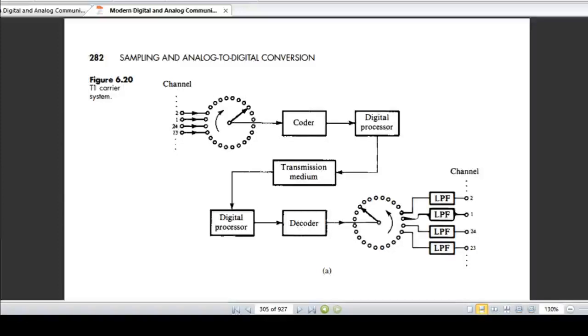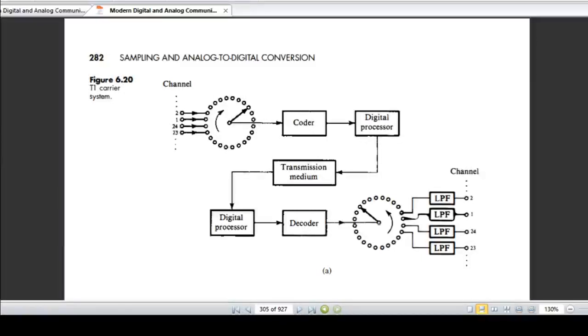Our Nyquist rate should be twice the maximum frequency, that is 3.3 times 2, which is 6.6 kilohertz. But we are oversampling relative to the Nyquist frequency, and we use the standard sampling rate of 8 kilohertz, which is higher than the Nyquist rate.